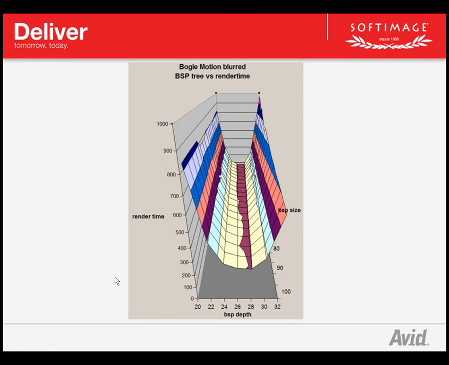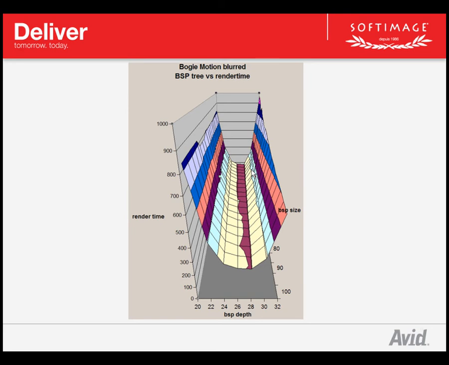Here's another one. This is the same scene, except that I've taken this very dense mesh and applied a rotation of 90 degrees over one frame, enabling motion blur on this scene. As you can see here, the shape is now totally different: as I increase the depth, the render time goes up, and that is explainable.